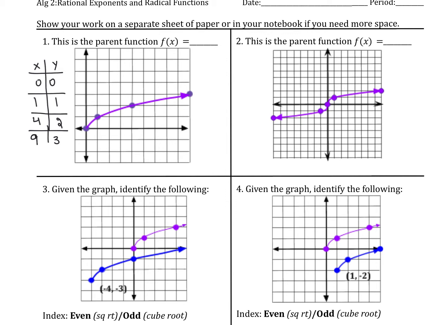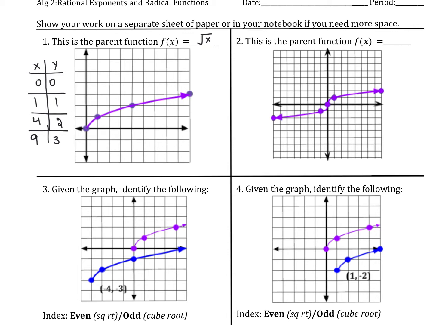Since it's starting from 0, 0 and it's only going in the positive direction of x and y, this is going to be your square root function. This is the parent function of a square root function, always positive. And you can see that you can only have a positive number inside the square root. So that's why we started from 0, 0, and then 1, and then the next x values. All of them are positive.